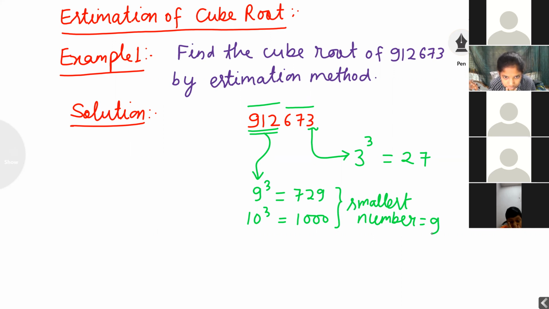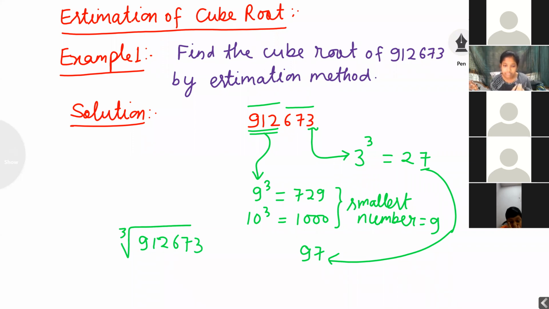The smallest value is 9. This I will write on the left side, and the ones place digit I will write here. Our answer is 97. This is the approximate value. Cube root of 912673 is not equal to, but approximately equal to 97. Note down, everyone. First question.